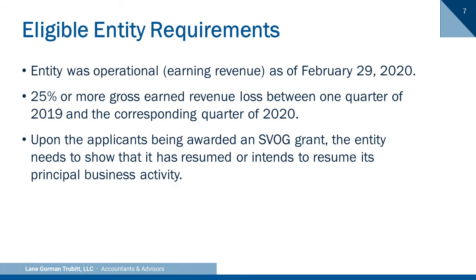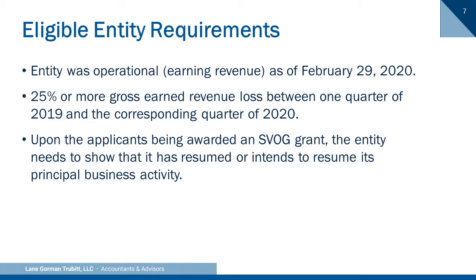So what are some of the eligible entity requirements? Number 1 is that the entity was operational and earning revenue as of February 29, 2020. Also, 25% or more gross revenue loss between one quarter of 2019 and the corresponding quarter of 2020. And lastly, upon being awarded the SVOG grant, the entity needs to show that it has resumed or intends to resume its principal business activity.